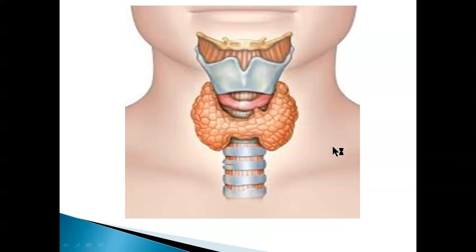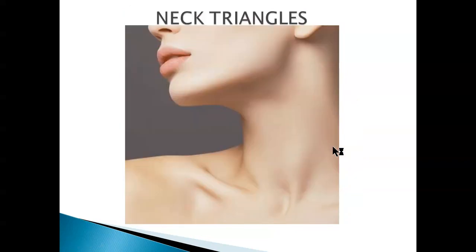The importance of this sternocleidomastoid muscle is that it divides our neck into the anterior triangle, and behind it, it forms the posterior triangle. So anything in front of the sternocleidomastoid muscle would be your anterior triangle, whereas anything behind would be your posterior triangle.